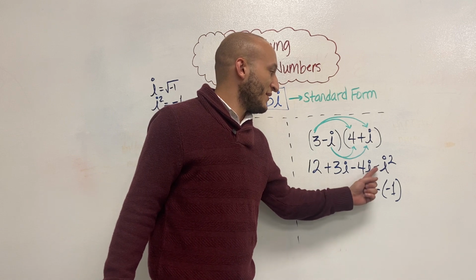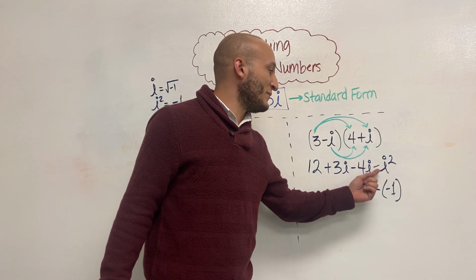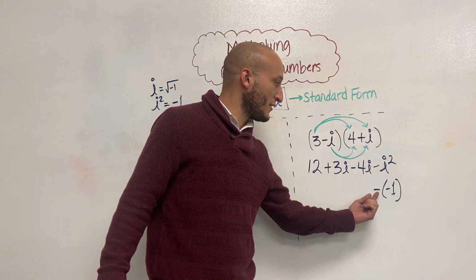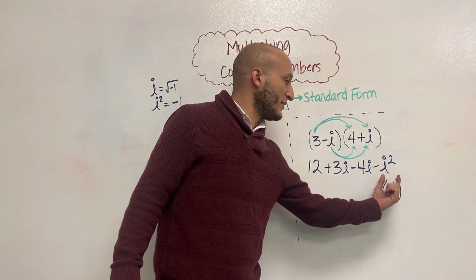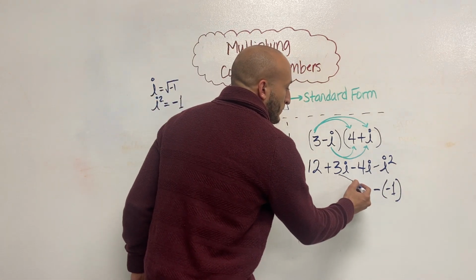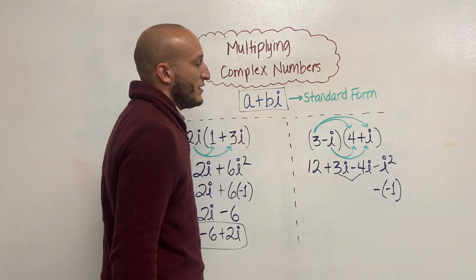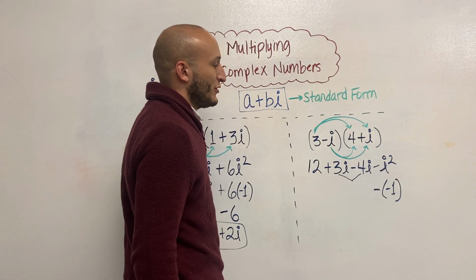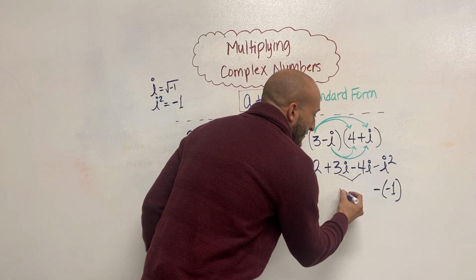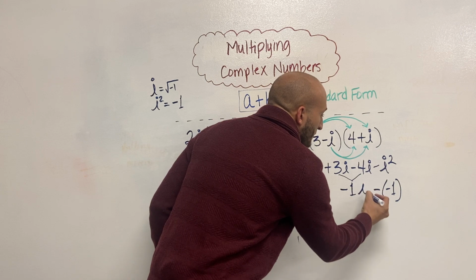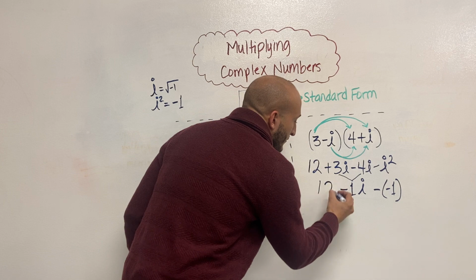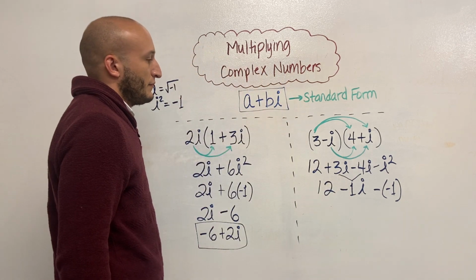Notice, just because this is a negative i squared doesn't mean, oh, well, it's already negative. No, the negative is still there. So I'll grab this piece and say, okay, well, that's going to be -1. Now, 3i and -4i are like terms, so I can combine them. 3i minus 4i is a -1i. Then the 12 doesn't have a like term, so we just write 12.